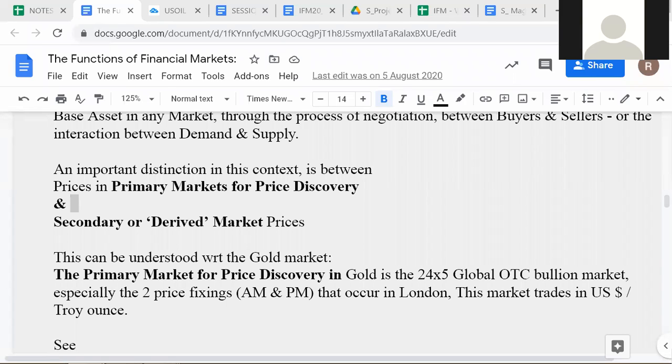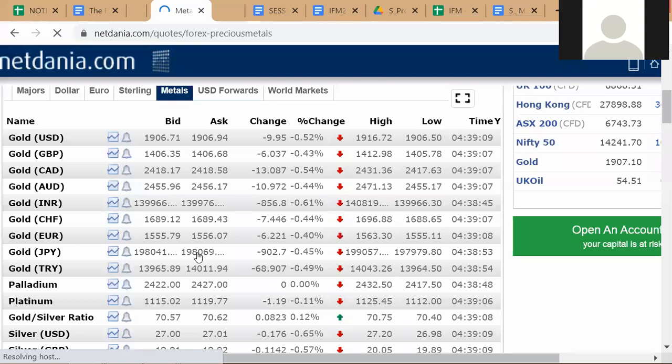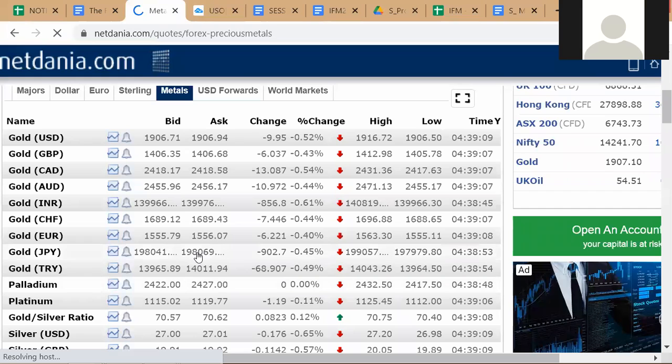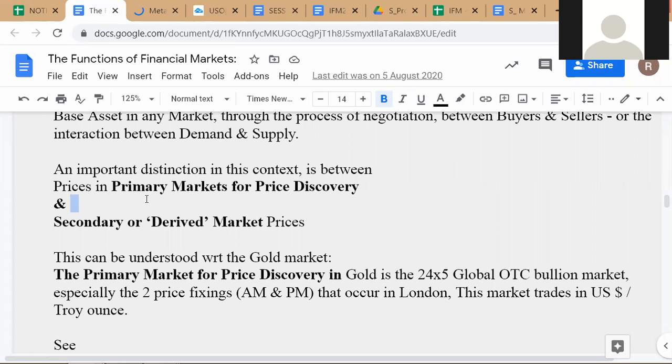Yeah, okay, so let's just try and look at this a little bit. Here, what we're trying to talk about is the primary market for price discovery. So the new concept that we are talking about is a primary market for price discovery versus a secondary or derived market, or derived market prices. Basically, a price discovery process which is derived from the primary markets for price discovery.